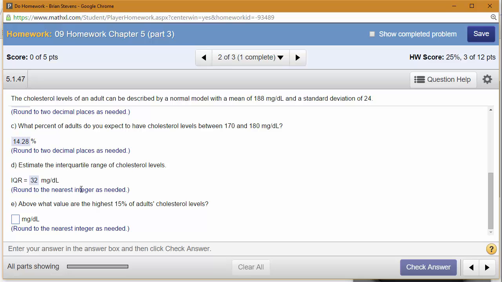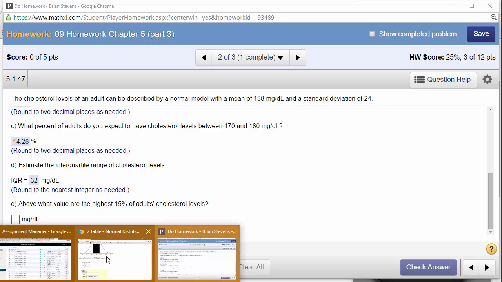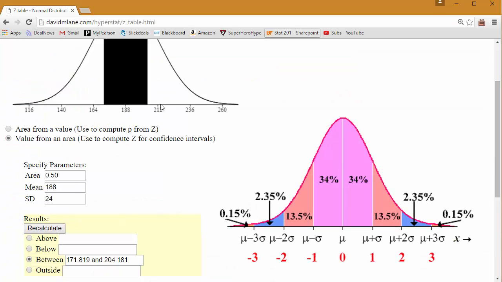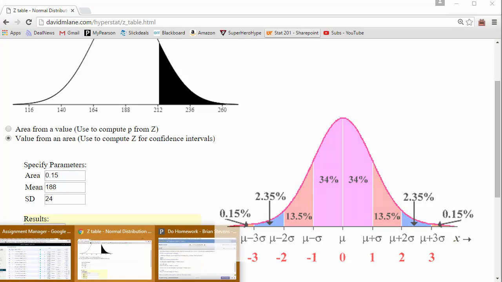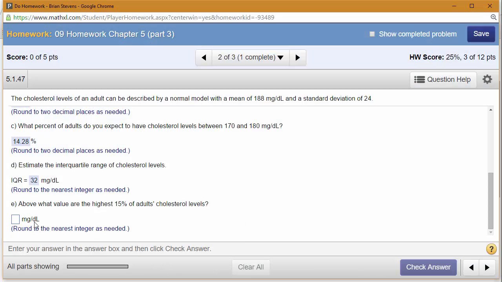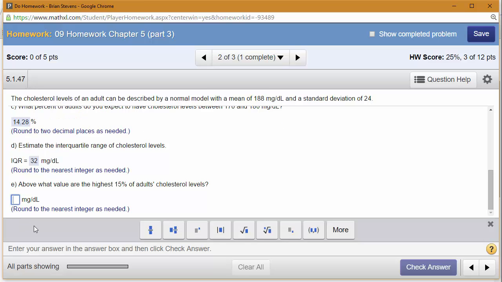Above what value are the highest 15%? So now we want the highest 15%, which is very close to the highest 16%. So it's going to be something about 213. So the highest 15% is going to be, and we want above that. So as I said, 213, it's 212. Could have guessed very close to that. And round, we could have got that by guessing.